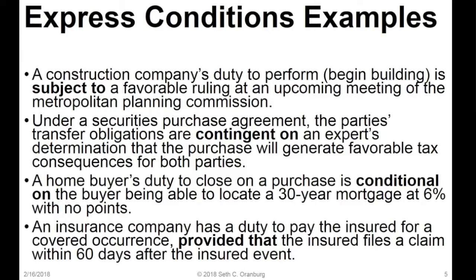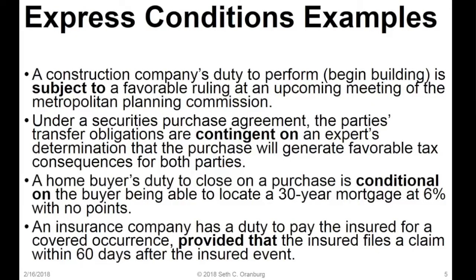A home buyer's duty to close on a purchase is conditional on the buyer being able to locate a 30-year mortgage at 6% interest with no points. Common condition, right? This would be a financing condition. Many contracts have a financing condition.